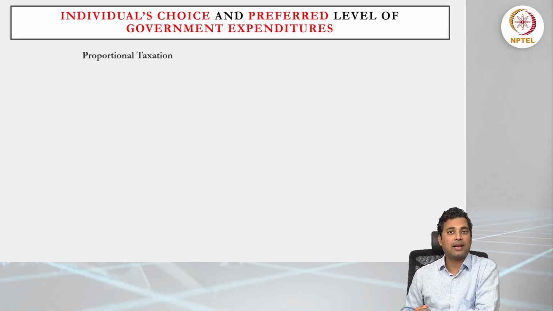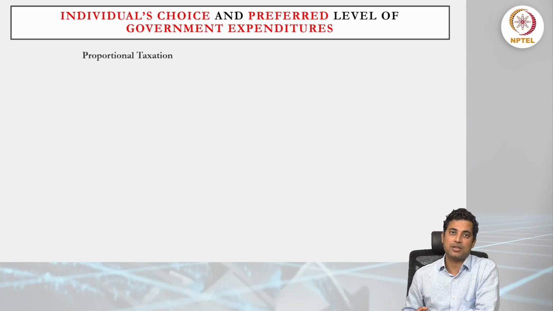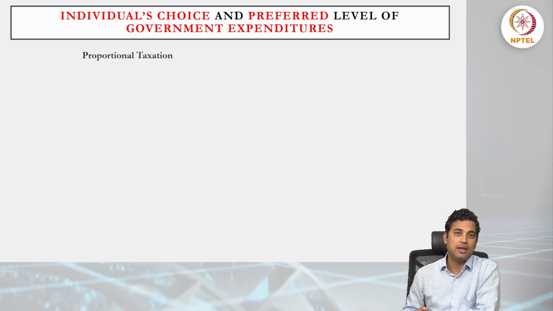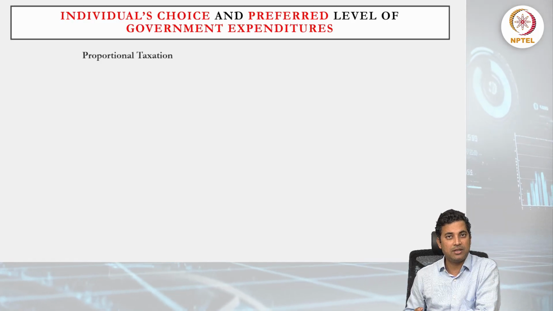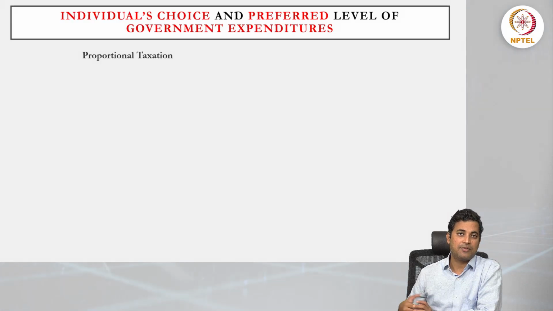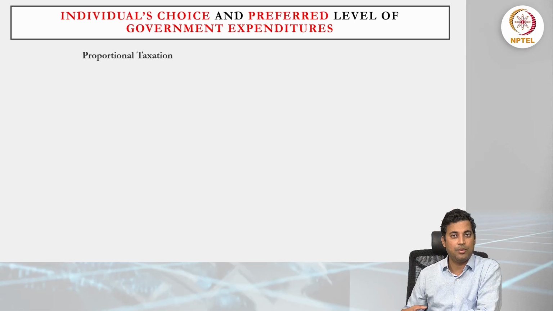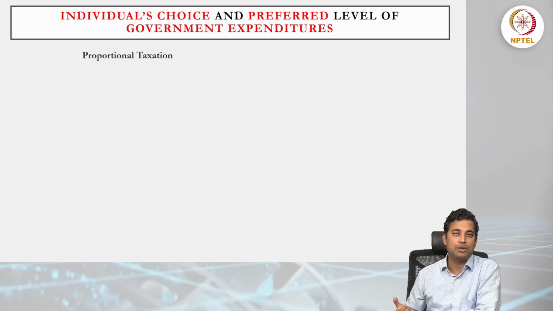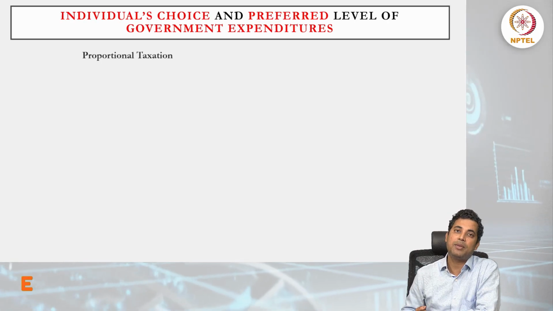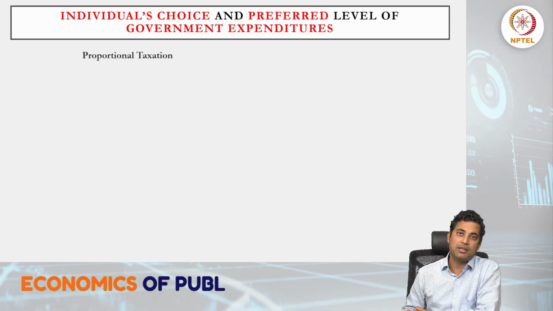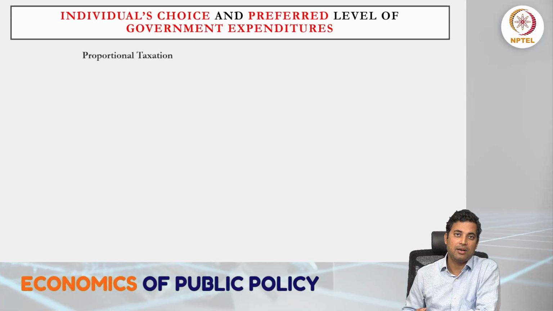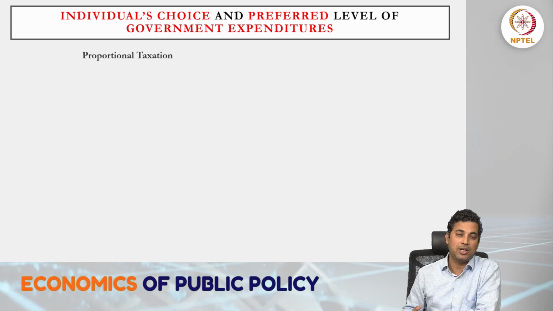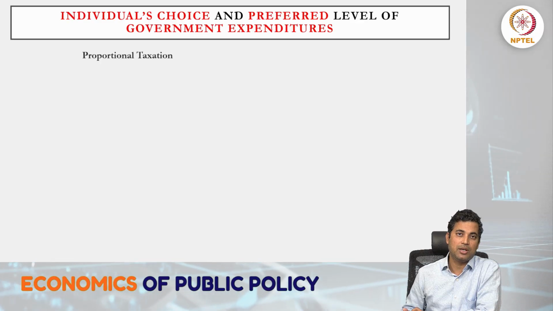So proportional taxation is that, and then uniform taxation. Under uniform taxation, overall government expenditure is determined first, and then we see the sources of revenue through taxation. The overall government expenditure is divided by the total number of households, and that's how we get the total tax that each individual pays.